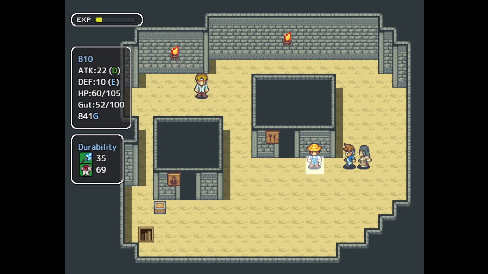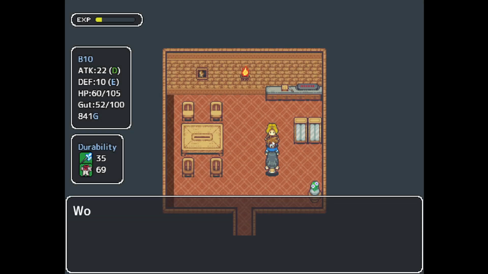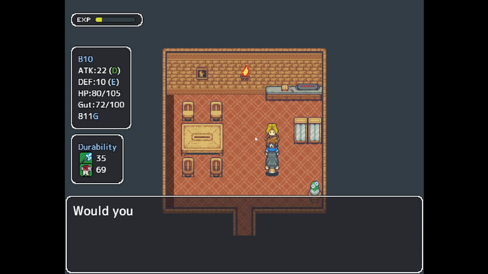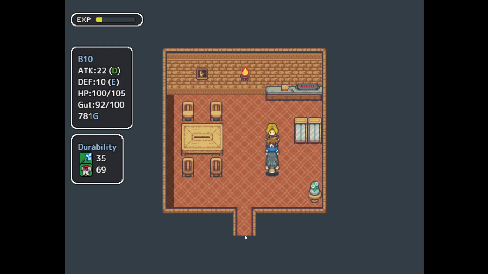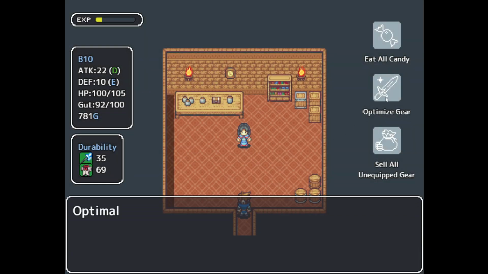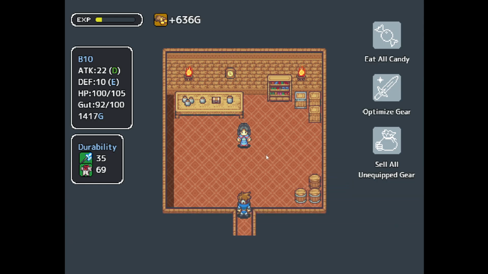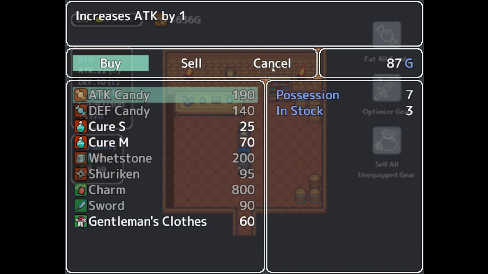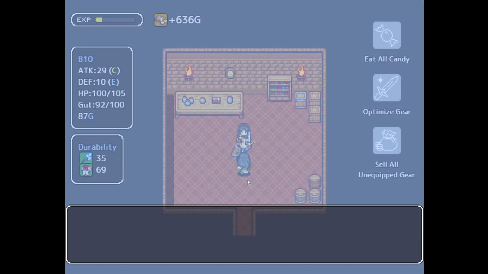And town. Hi, farmer. Alright. We could go two small meals. Save a little bit of money. Optimal gear, sell the unequipped. Go here, buy just a bunch of attack candy. Eat it all.